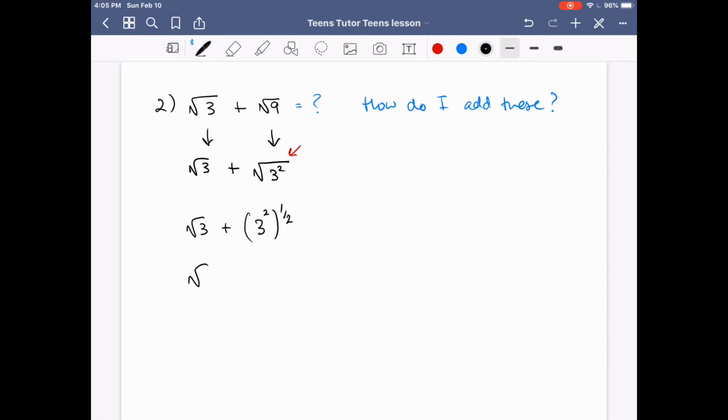That also equals square root of 3 plus 3 to the first power. And any number to the first power just equals itself. Okay? So then we finally also get the final answer of question mark, which just equals 3 plus square root of 3.